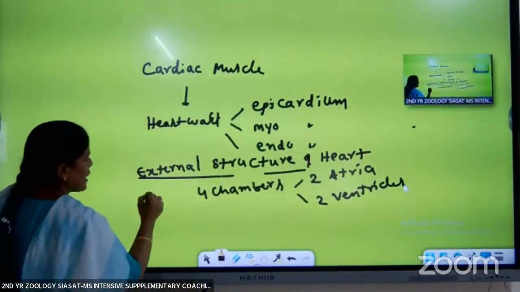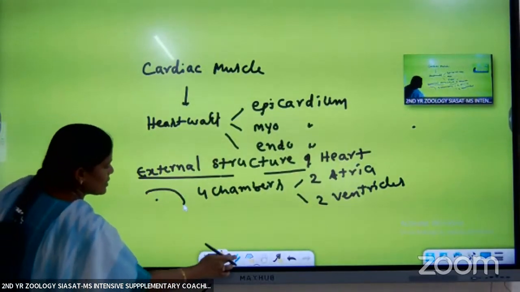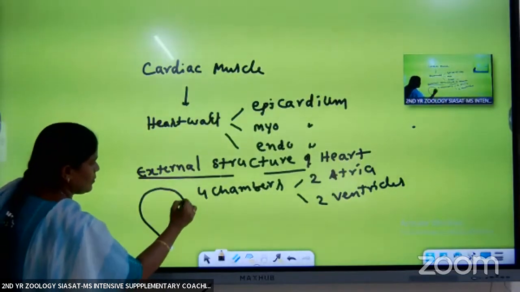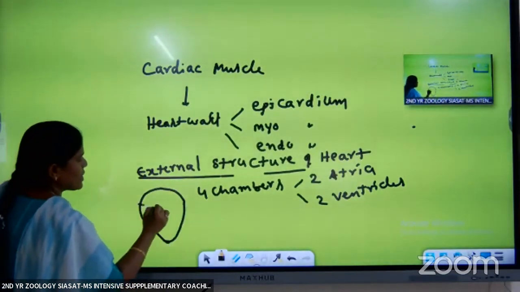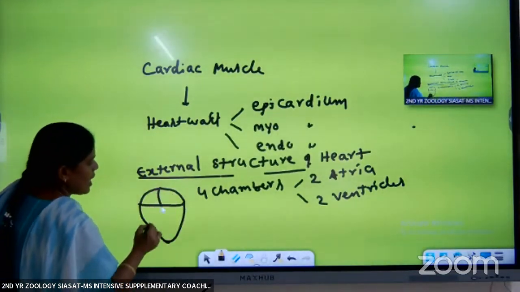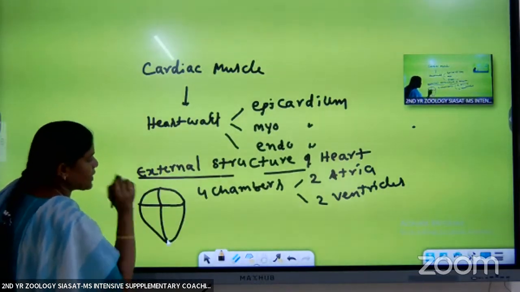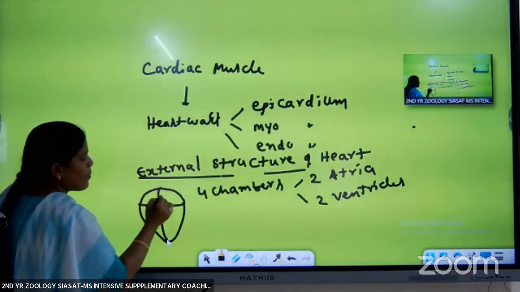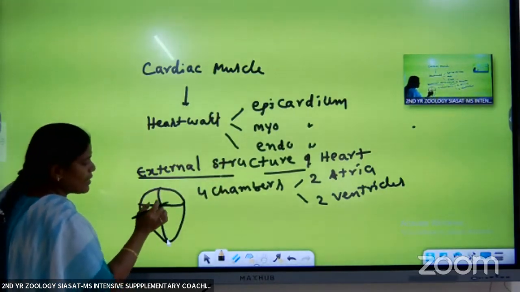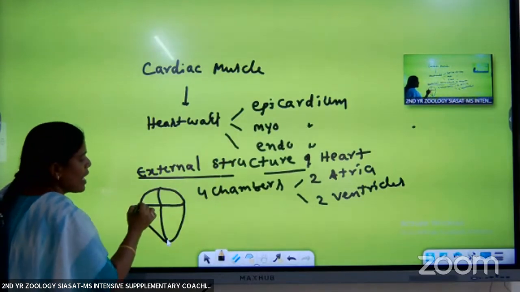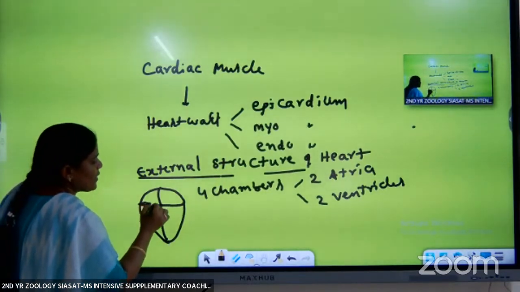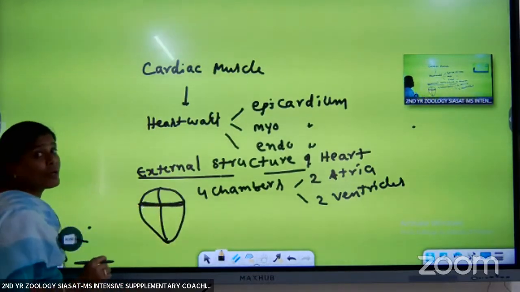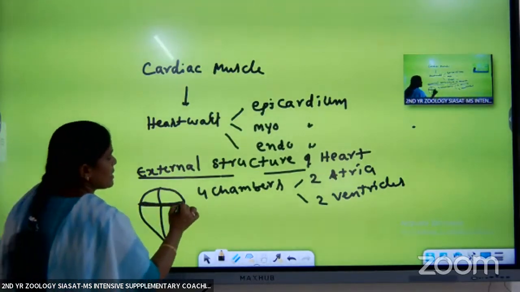For example, I am drawing a rough diagram here, see this one. The upper two chambers are called the atria, and the lower chambers are called the ventricles. On the outside, the upper atria and the ventricles are visible. And between the atria and ventricles, the coronary sulcus is visible on the outer side.